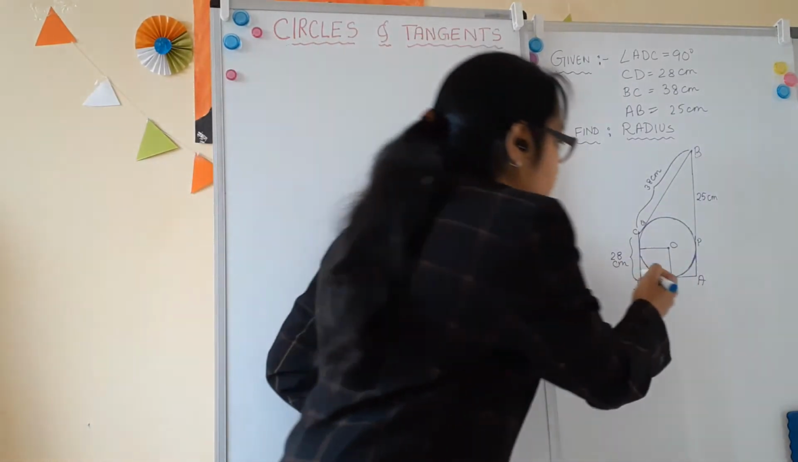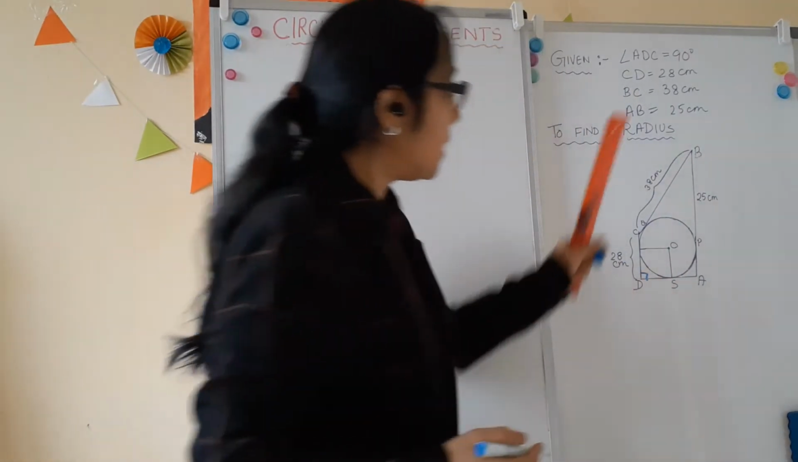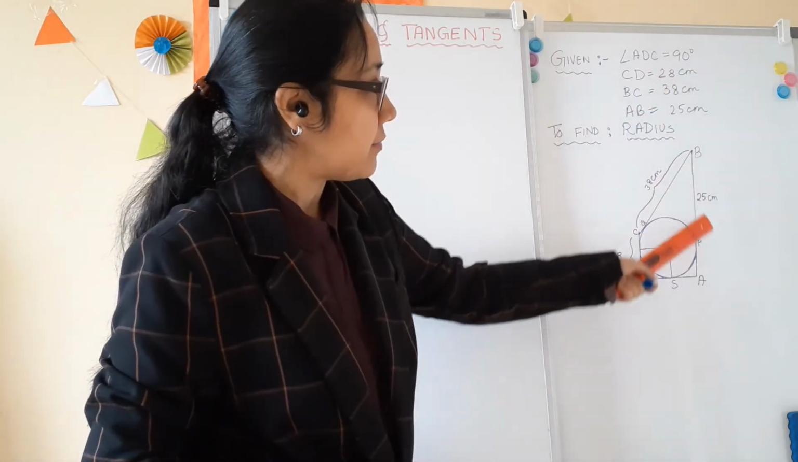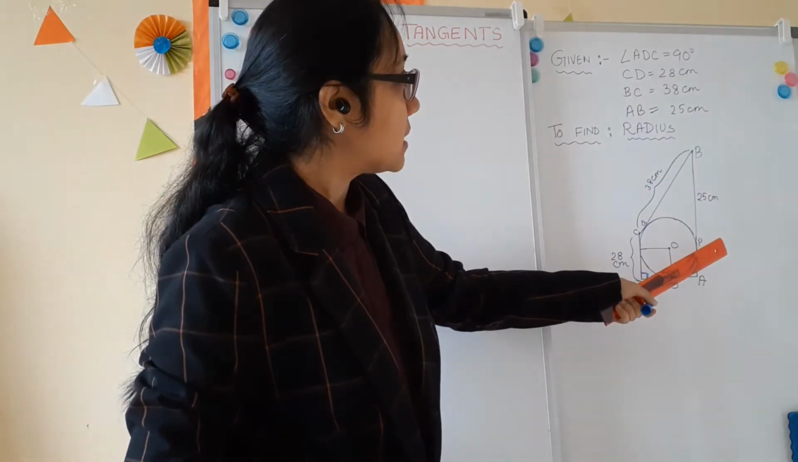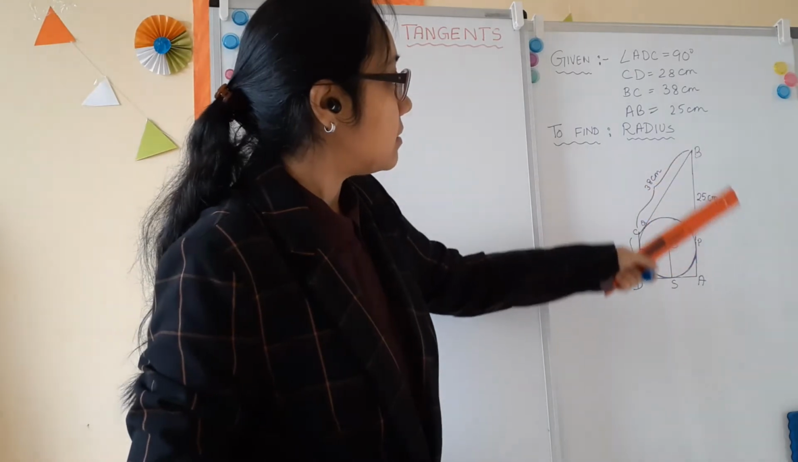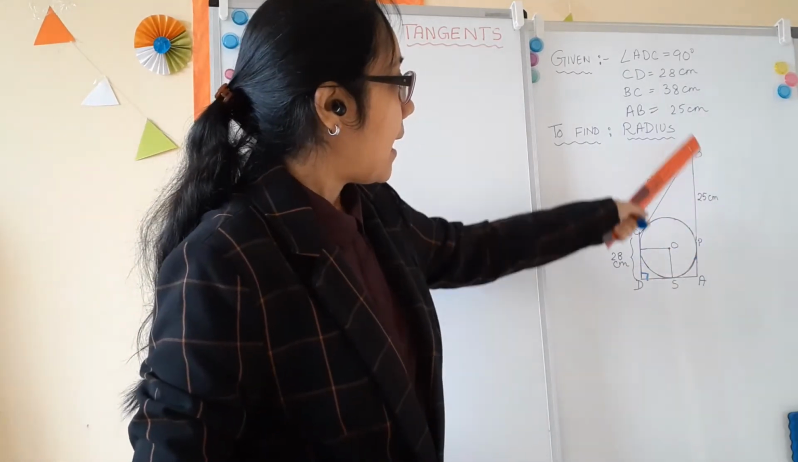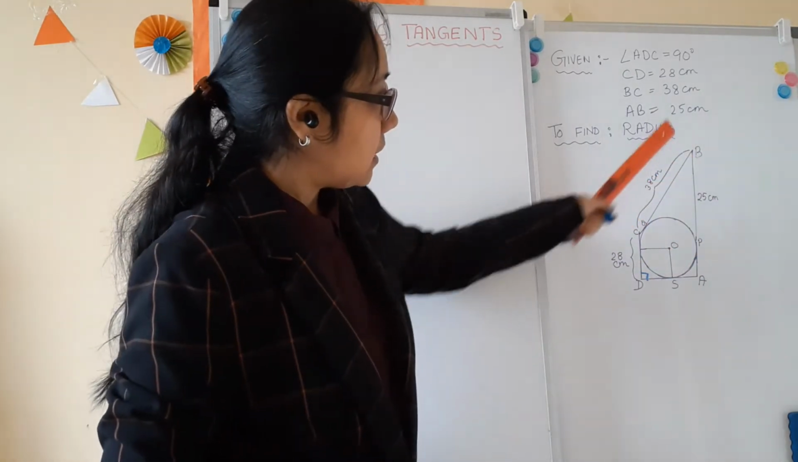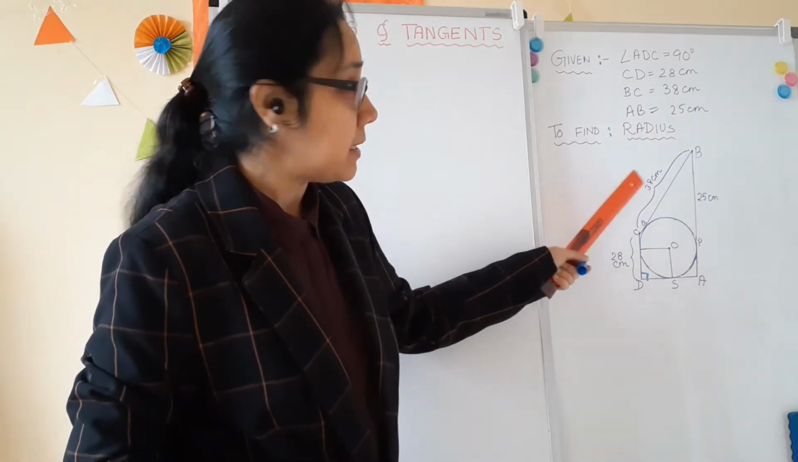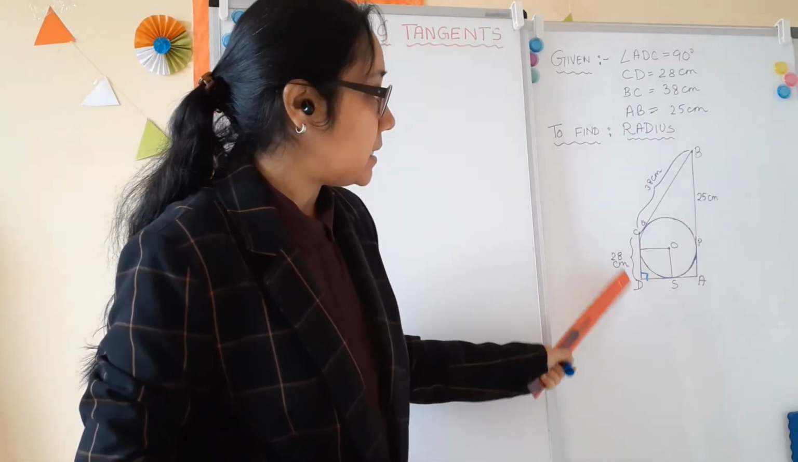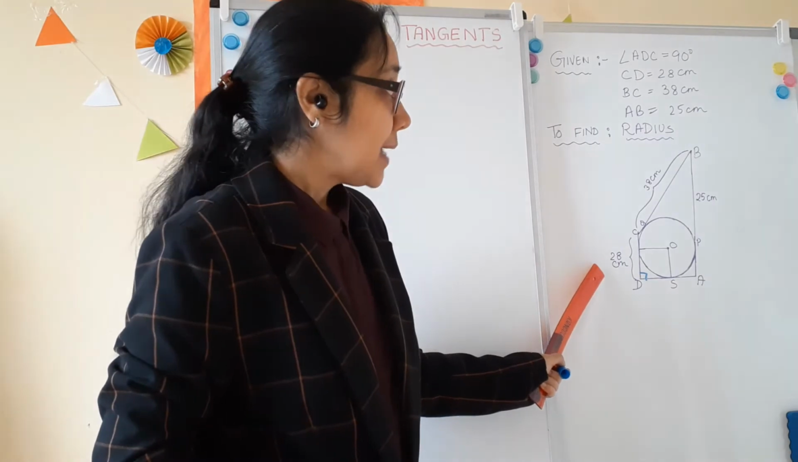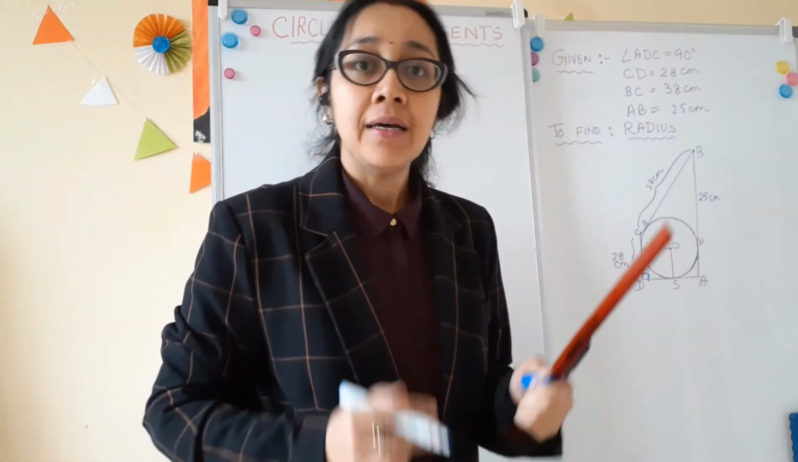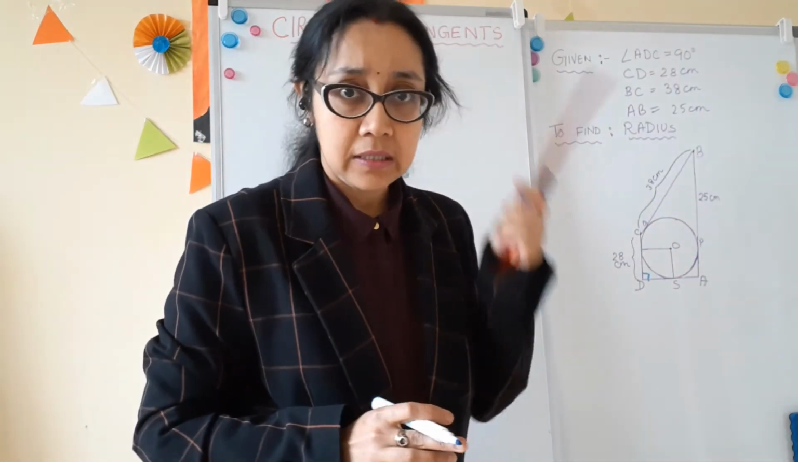So now this is given, and similarly various measurements are given, like BP is given as 25 centimeter, BC is given as 38 centimeter, and CD is given as 28 centimeter, and we have to find out the radius of the circle. So this is our objective.